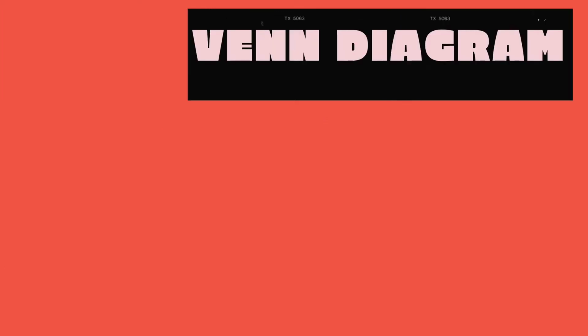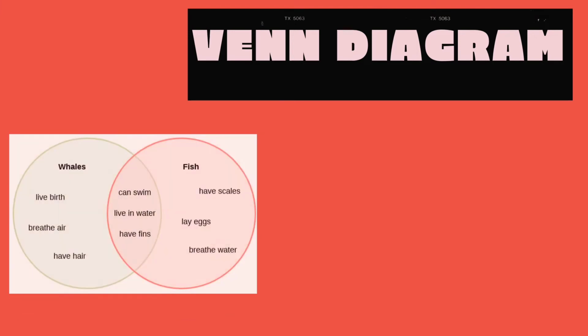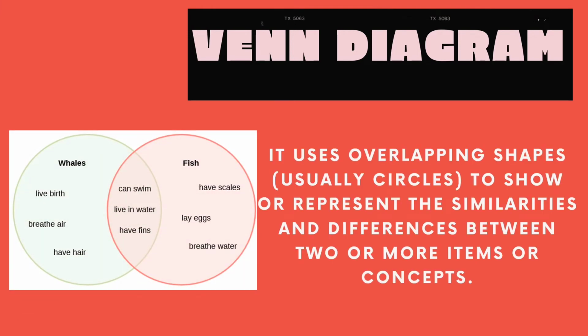Lastly, we have the Venn diagram. It uses overlapping shapes, usually circles, to show or represent the similarities and differences between two or more items or concepts.